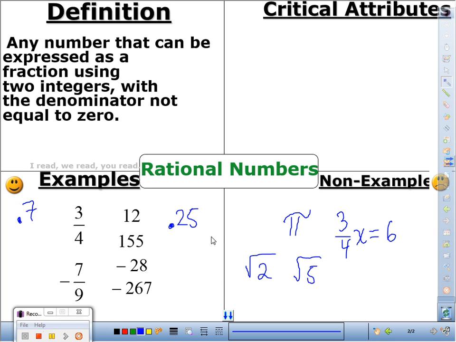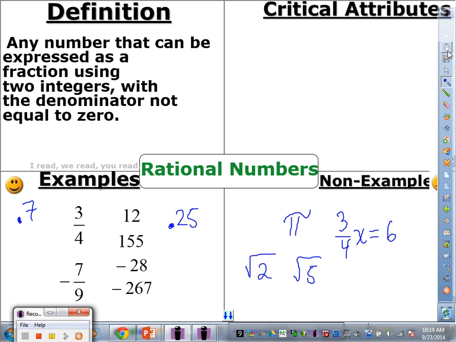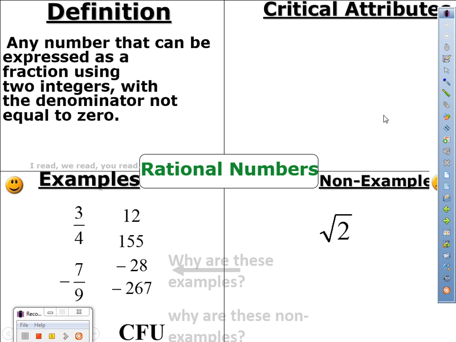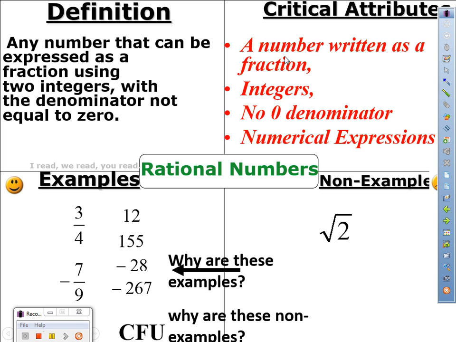Okay? So, talk it over with your neighbor. Why are these rationals? Why are these not? Go. So, to remember, rational numbers need to be written as a fraction, or can be written as a fraction. They are integers, yes. No zero denominator, and numerical expressions.